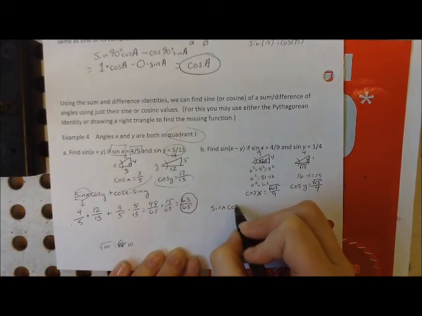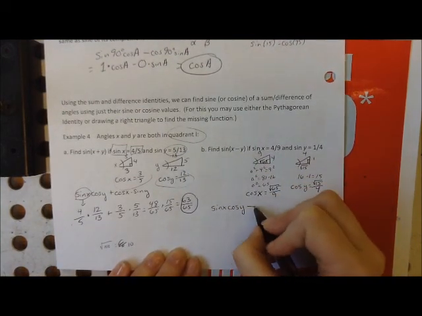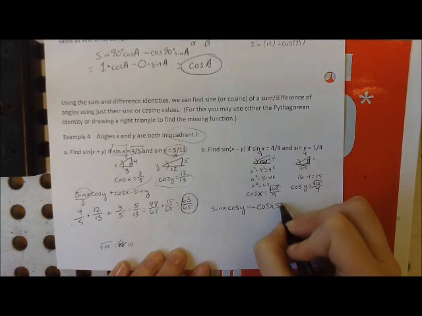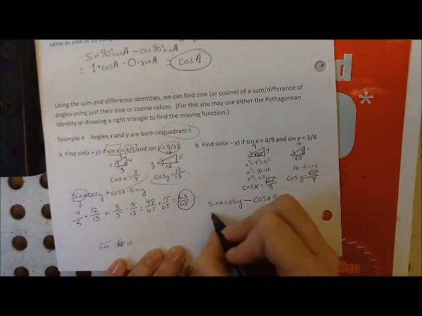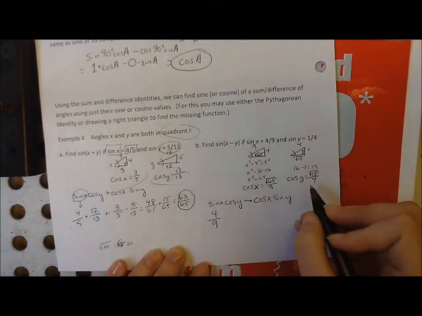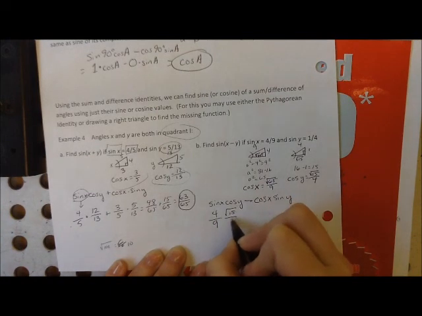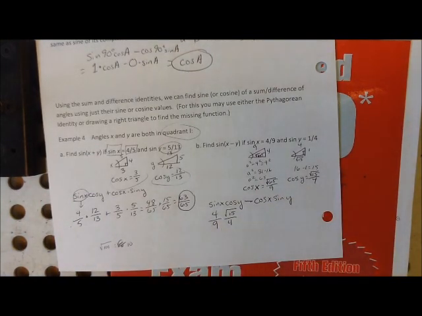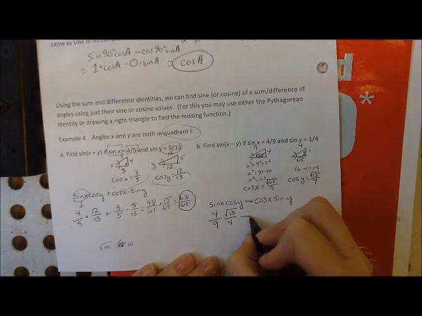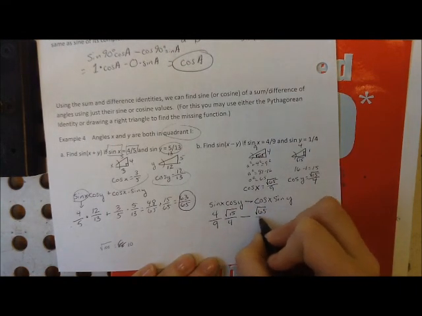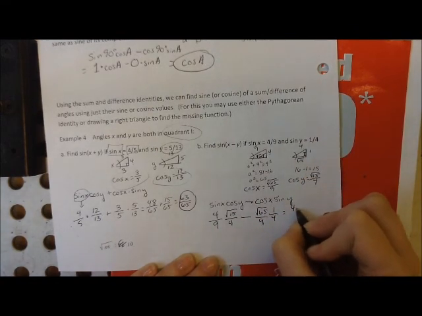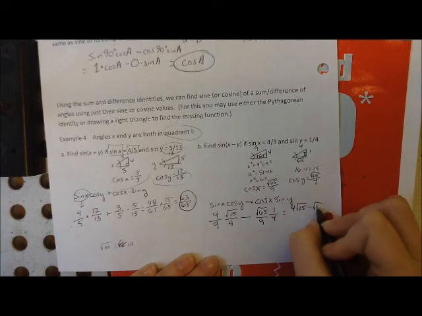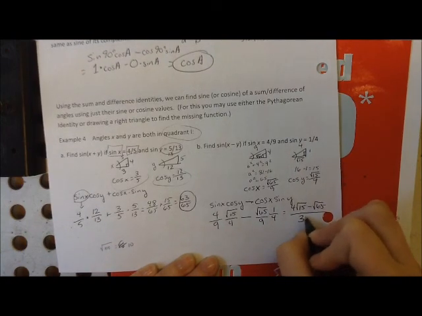Sine x cosine y minus, because that says minus, cosine x sine y. Sine x is, there it is, 4/9. Cosine y is square root of 15 over 4. You could cancel out the 4. I prefer that you don't, for reasons I'll show you in a moment. Minus cosine x is square root of 65 over 9. Sine y is 1/4. That means we've got 4 square root of 15 minus square root of 65 all over 36.